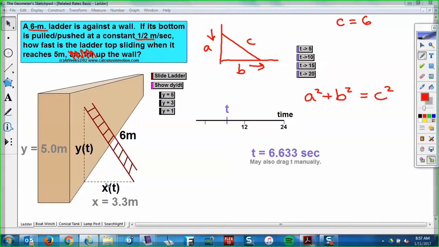Now I notice I labeled mine different than up here than they did, but that's okay. The bottom of the ladder is pulled or pushed at a constant 1/2 meter per second. So what's that 1/2, Emily? B prime, not B. I heard some of you guys say B. No, it's a rate. It's a rate. Now, it's going to be super easy to tell what the rates are, right? I mean, it's meters per second. That's a rate. That's going to be a prime. That's B prime. Now, is it positive or negative?